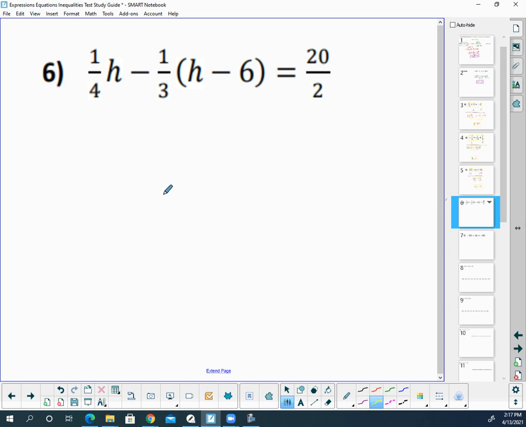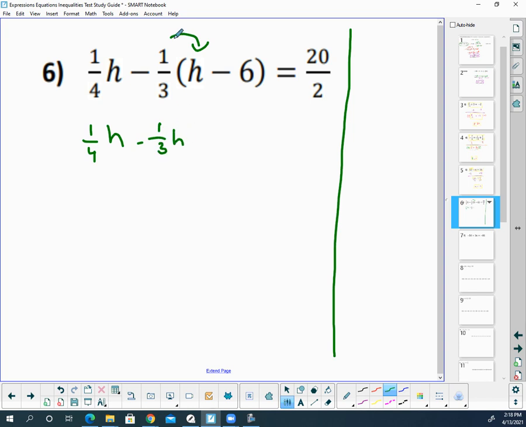All right, moving on to number 5. This one is an equation with fractions that we need to solve. If I need scrap work, I'm going to make a little area on the side for that. So 1/4 h is just going to come down. It's 1/4 h. Negative 1/3 times h is negative 1/3 h. Negative 1/3 times -6, that's a negative times a negative, is a positive.